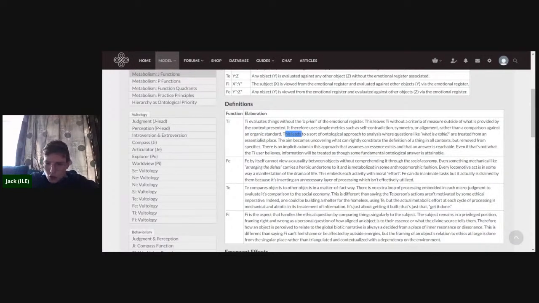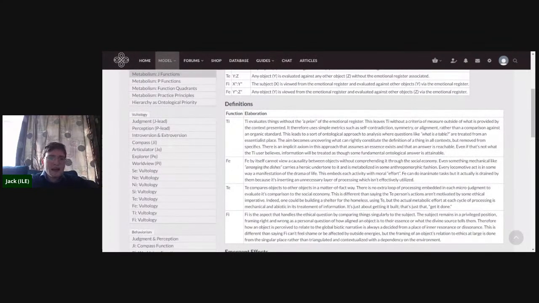This leads to a sort of ontological approach to analysis where questions like what is a table are treated from an essentialist place. The aim becomes uncovering what can rightly constitute the definition of a thing in all contexts but removed from specifics. There's an implicit axiom in the approach that assumes an essence exists and that an answer is reachable. Even if that's not what the TI user believes, information will be treated as though some fundamental ontological answer is attainable. This is very similar to what we use for introverted logic. And the connections we have between things are very much about whether they align, they are coherent, or if they contradict, whether they work in symmetry. I think we're using the same account of TI.